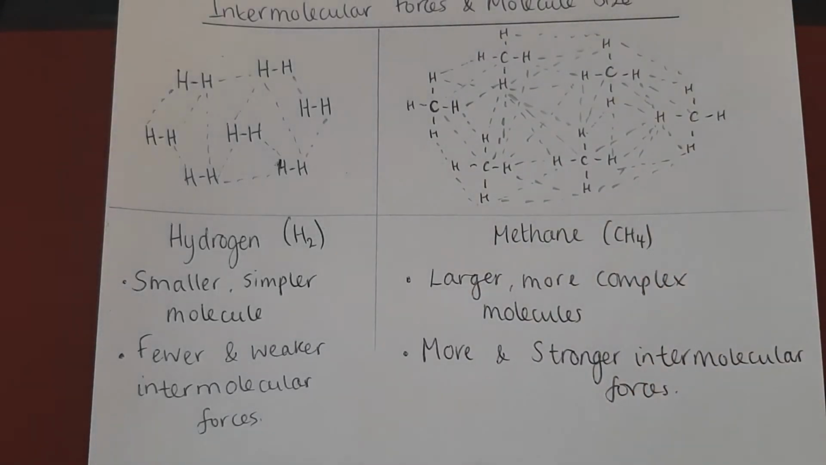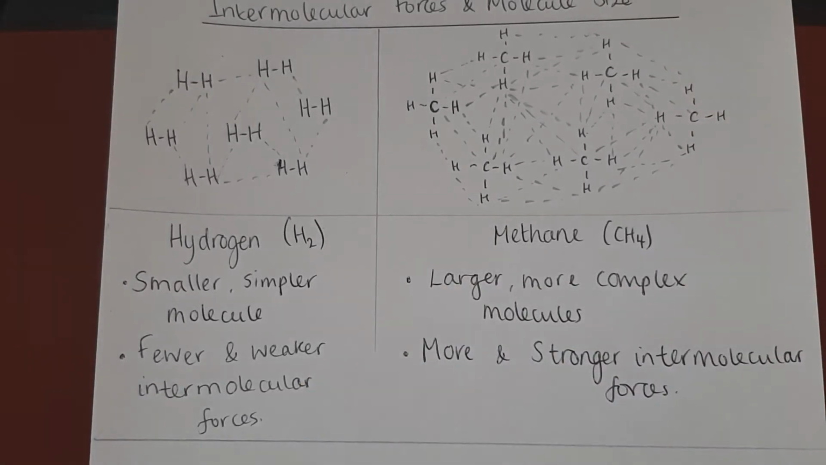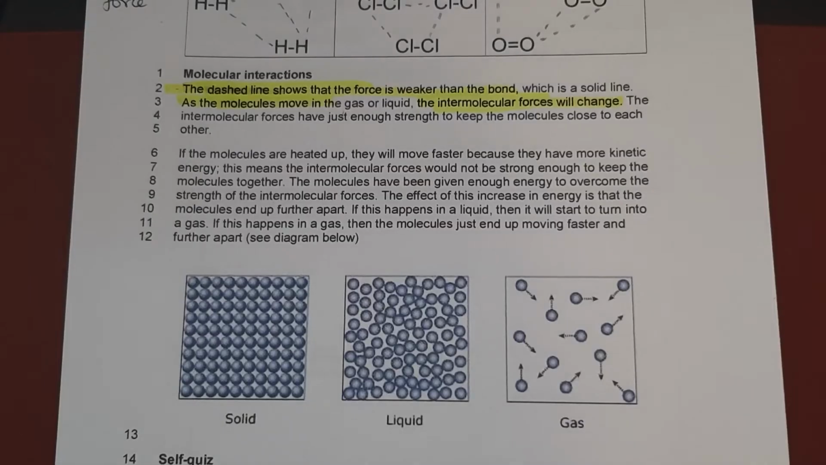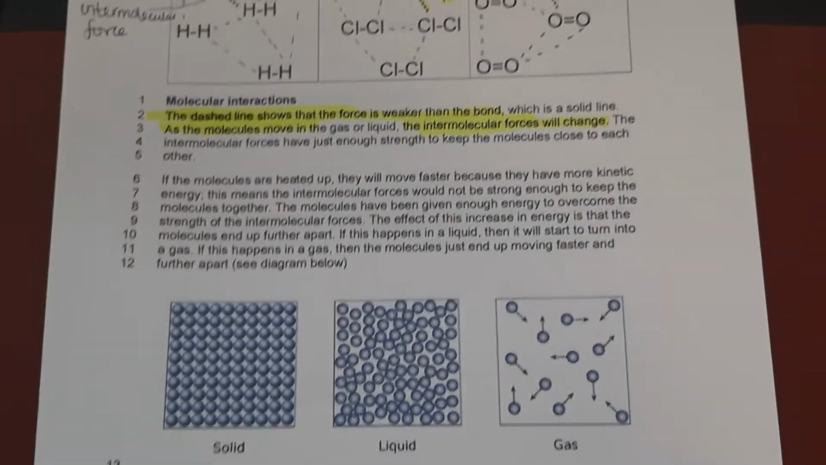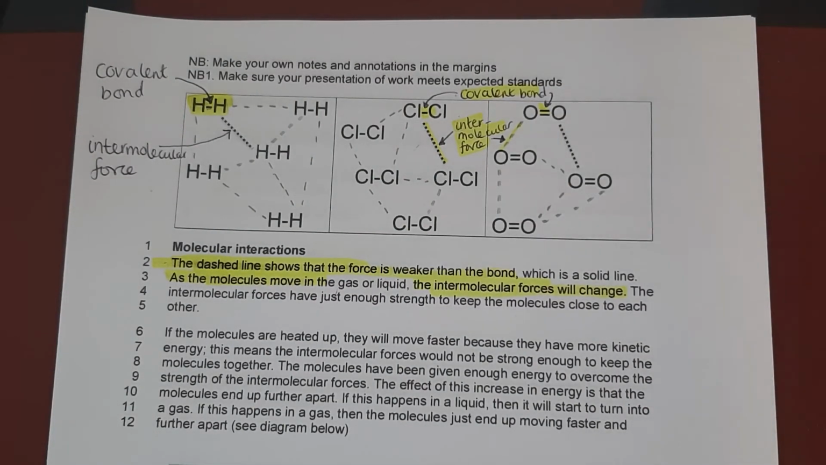Now, what we have seen here is 2 very simple molecules. And you can see the difference between one slightly less simple molecule and one very simple molecule. Now, I want you to think about this molecule, okay? And it's a molecule we've looked at. So the dashed line shows that the force is weaker than the bonds. That's these intermolecular forces. And the bonds, which are solid lines, are much stronger.